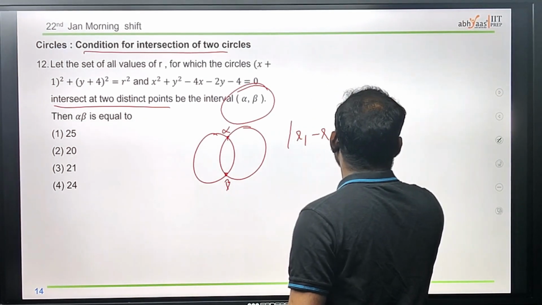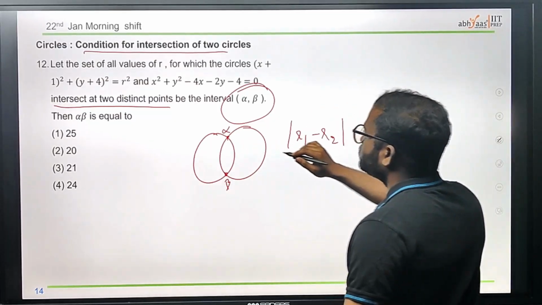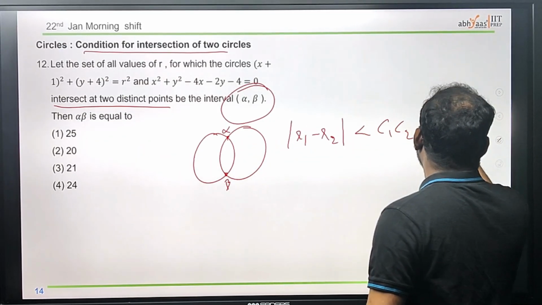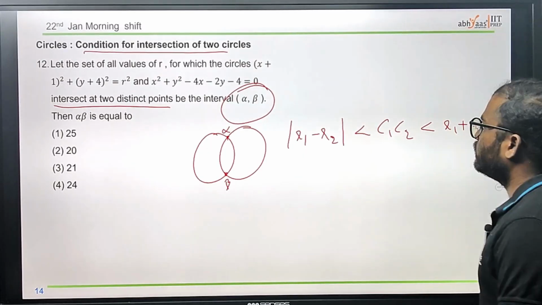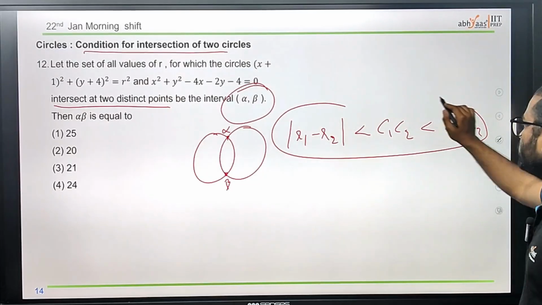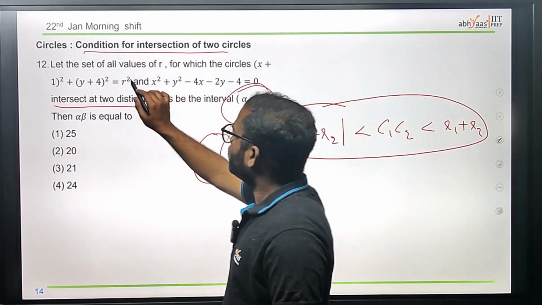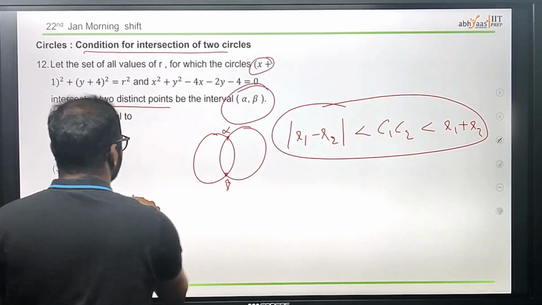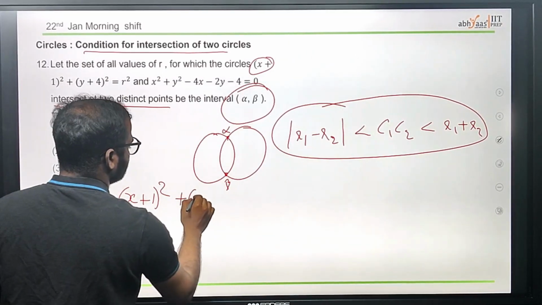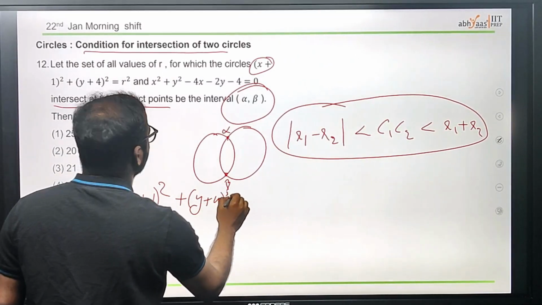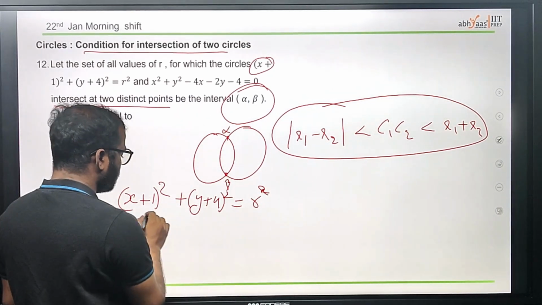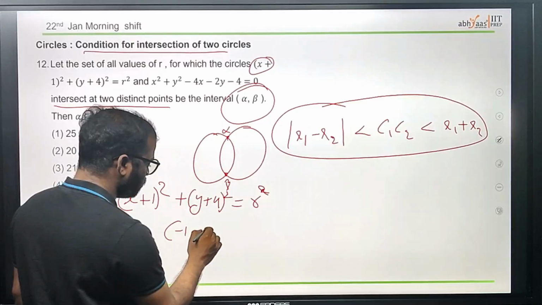which is less than, okay, we have this type of situation, c1 c2 less than r1 plus r2. When two circles are intersecting, this is the condition. First we need to find, this is already a circle, which is (x plus 1) whole square plus (y plus 4) whole square is equal to r square. Here the radius is r and the center will be (-1, -4).